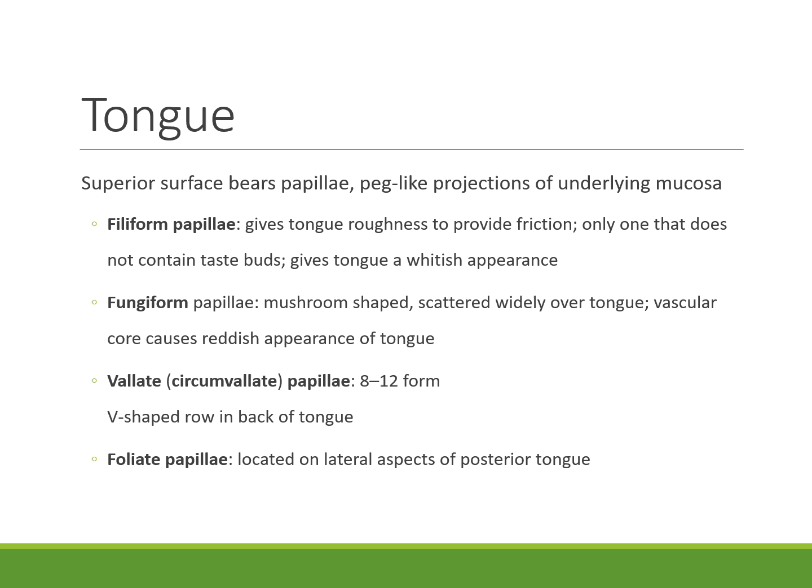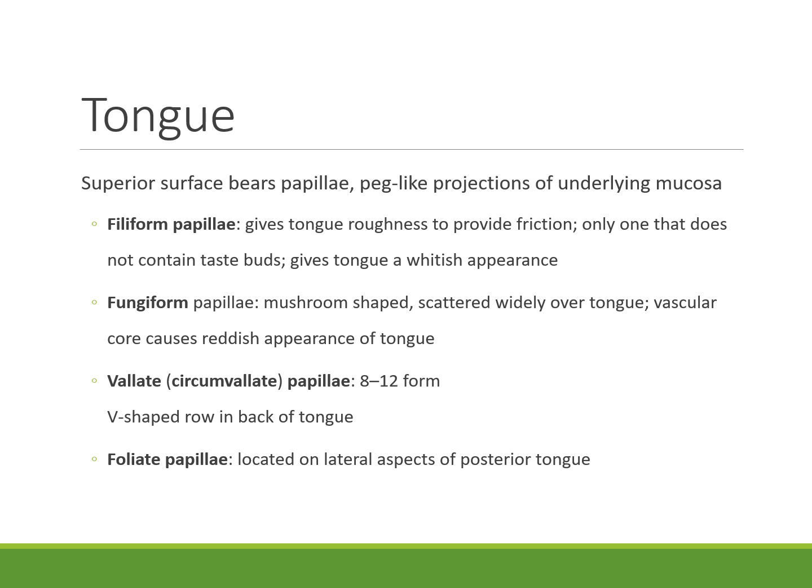The superior surface of the tongue has the papillae. These are peg-like projections of underlying mucosa. There are four different shapes to those papillae. The filiform are the ones that give the tongue its roughness to provide friction.